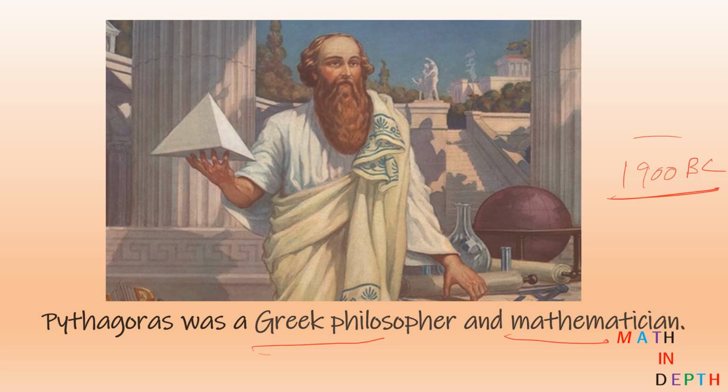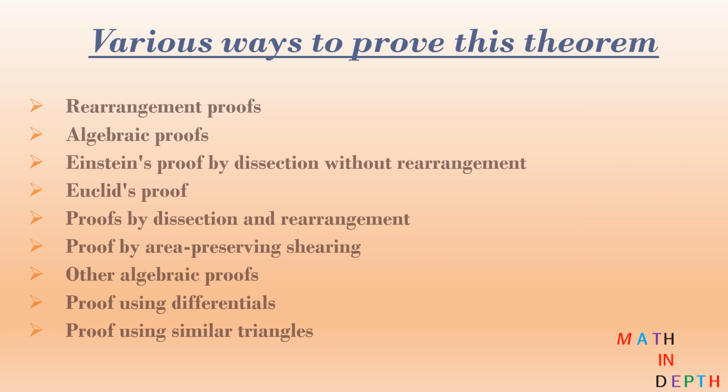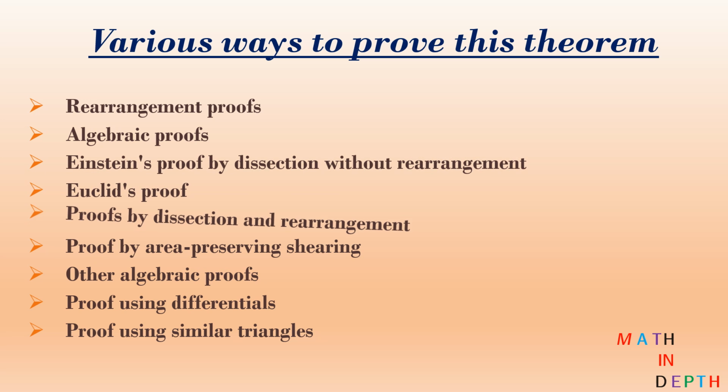Now, we have right now various ways to prove this theorem. Here we have mentioned only some of the ways through which this theorem can be proved. And what are those ways? First one is rearrangement proof, algebraic proof, Einstein proof by dissection without rearrangement, Euclid proof, proof by dissections and rearrangement, proof by area preserving shearing, other algebraic proofs, proofs using differentials, and proof using similar triangles.